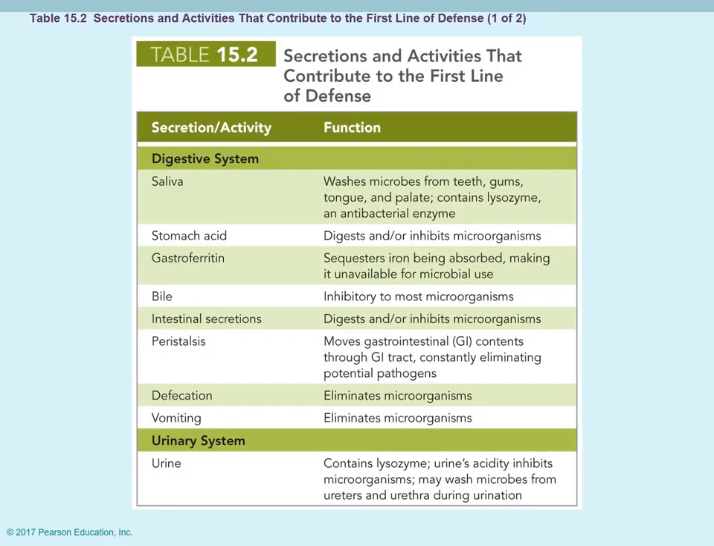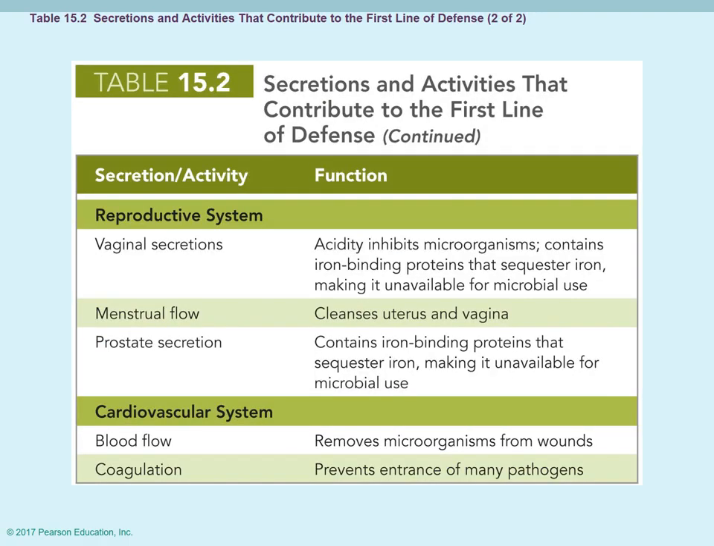This is a table that is showing some of the different, what would be considered first lines of defense, different components of it, different things that may, in their secretions, have an effect on helping to protect you on this first line of defense. And it's set up by system. So such as in the digestive system, you've got the saliva that's naturally going to be rinsing your teeth and your gums, your tongue, the palate. It does contain lysozyme in it, trying to keep those surfaces clean from bacteria.